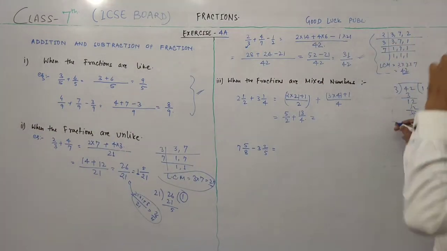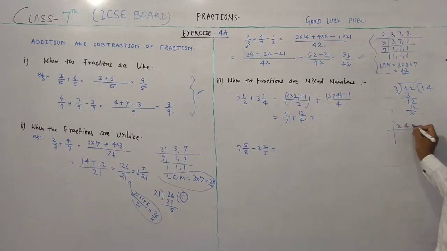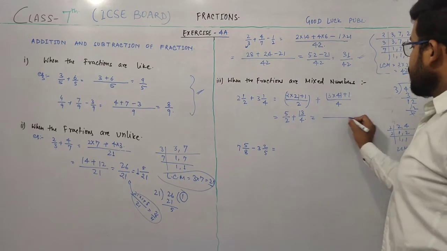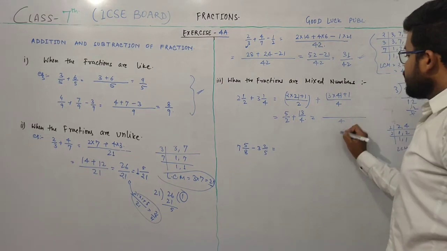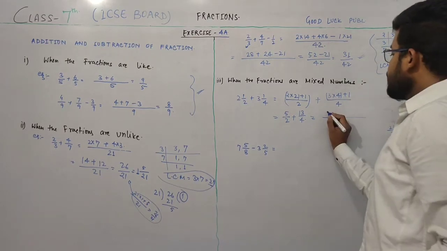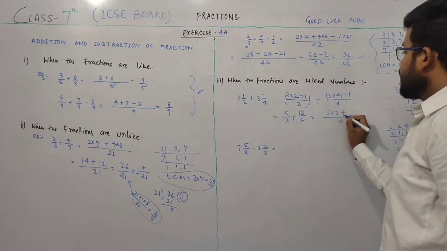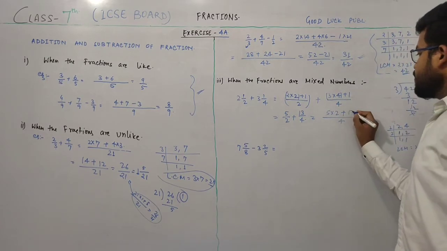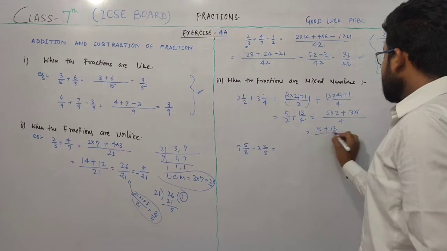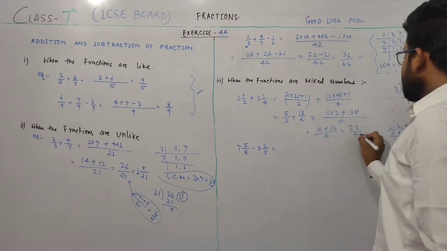Firstly we have to take the LCM of 2 and 4. Divide by 2: 2 1s are 2, 2 2s are 4, again with 2, 1 1. So the LCM is 2 into 2, which is 4. I draw a horizontal line and write 4 in the denominator. Now divide 4 by 2, 2 2s are 4, so I multiply this 2 with the numerator 5. Again 4 by 4 is 1, so I multiply 13 into 1. So 5 into 2 is 10, plus 13 into 1 is 13, divided by 4. So this is 23 by 4.